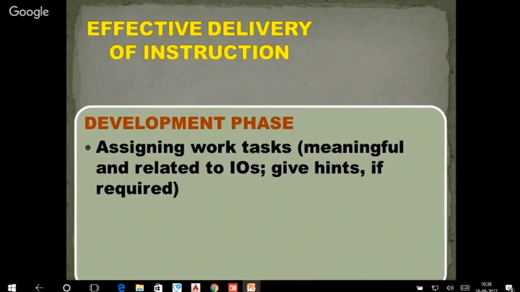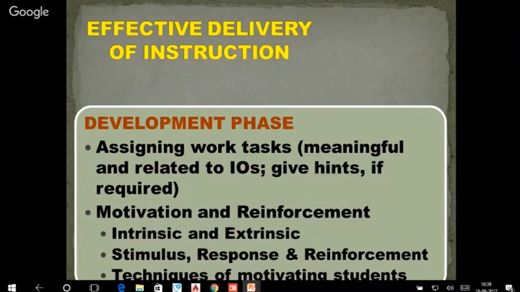Then assigning tasks, which should be meaningful and related to the instruction objective. Give hints if required. For example, when you give an assignment, in brackets you can write a hint and clue. This is one clue. Okay.